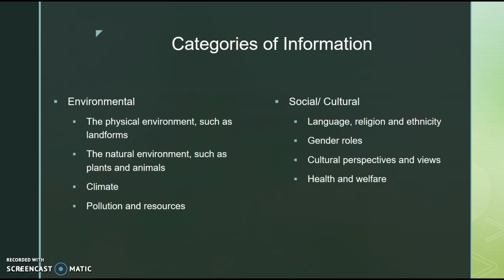The other 2 categories are environmental and social or cultural. When we talk about the environment, you need to know a little bit about the physical environment, which is basically landforms, but remember that it's human geography, not physical geography. So a big piece of what we're looking for is how those impact humans. We also need to know a little bit about the natural environment, like plants and animals, and it's useful to know a little bit about where to find specific plants or specific animals. But again, you don't necessarily need to know a ton.